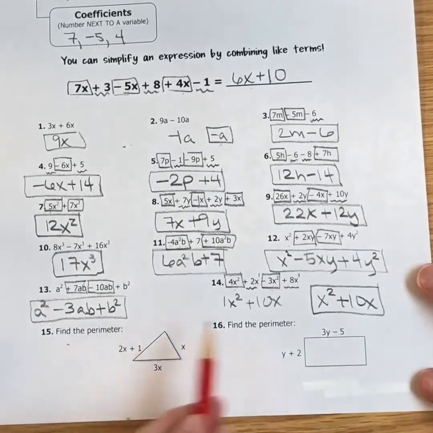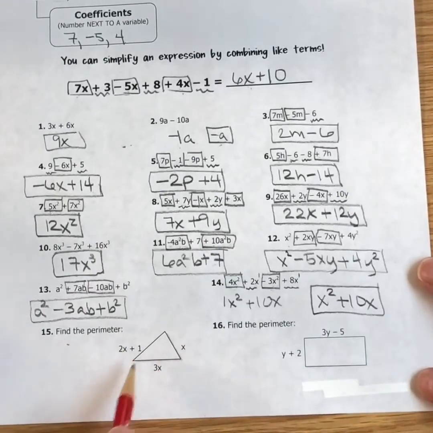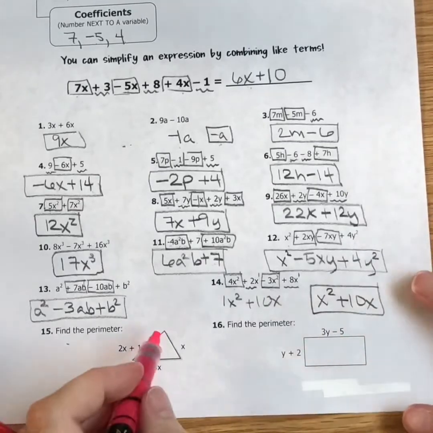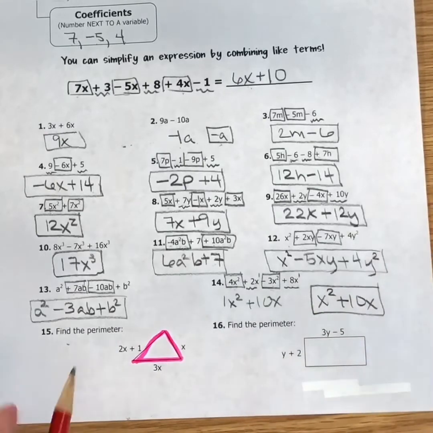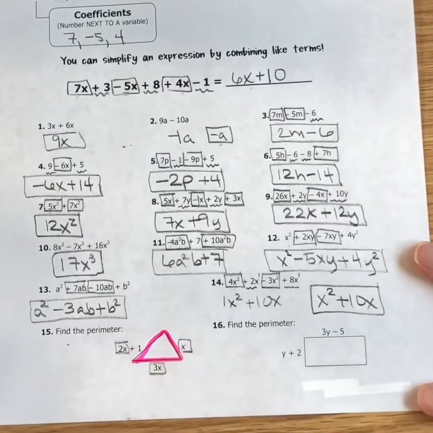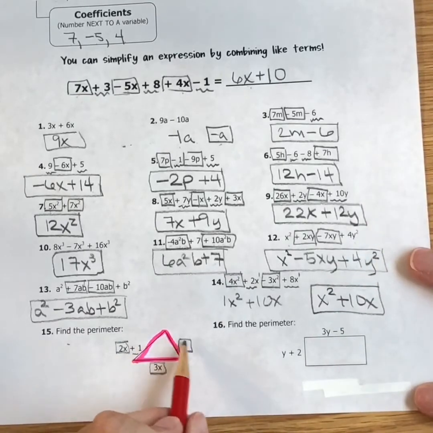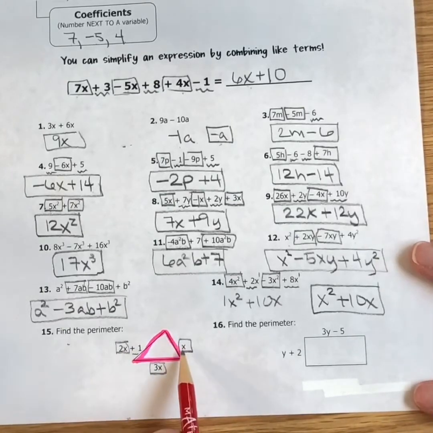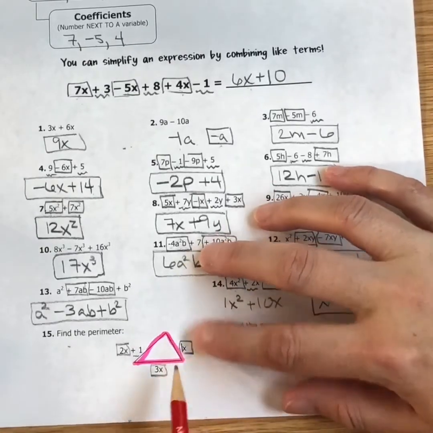Now, the reason why we have perimeter problems is that with perimeter, you're adding the outsides. So if we're going to add the whole outside, basically we need to combine like terms. So we need to add the 2x, the 3x, and the x, because those are our variable terms. And then the plus 1 is the only constant term on all three sides of that triangle. And remember here, this plain x, we have to read it as a 1x.